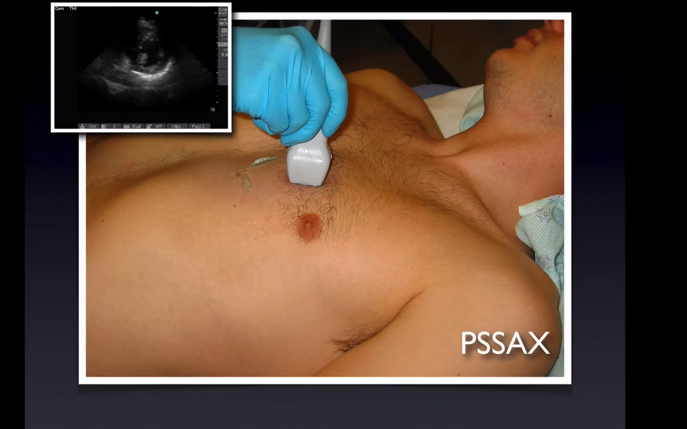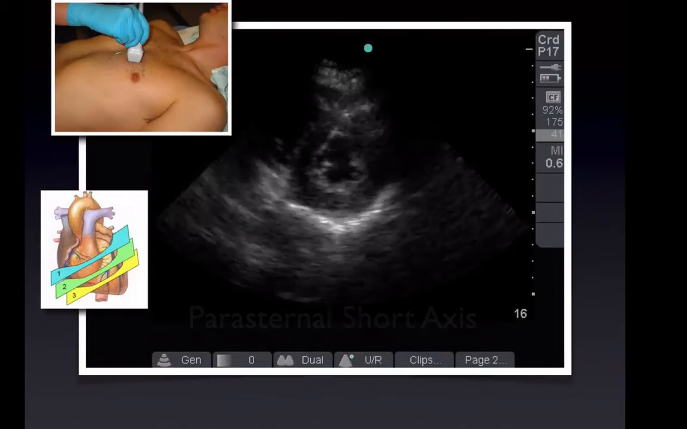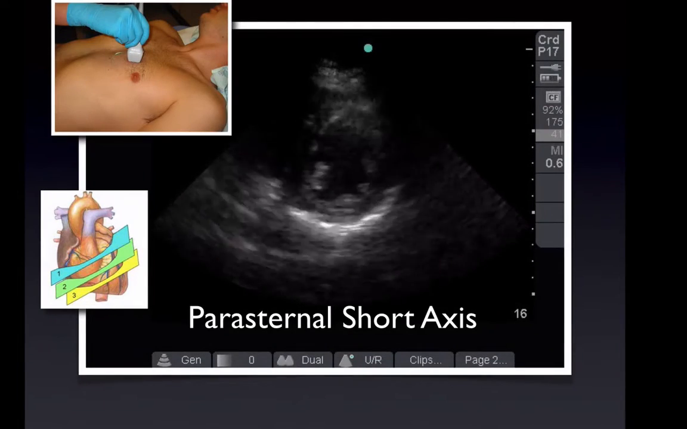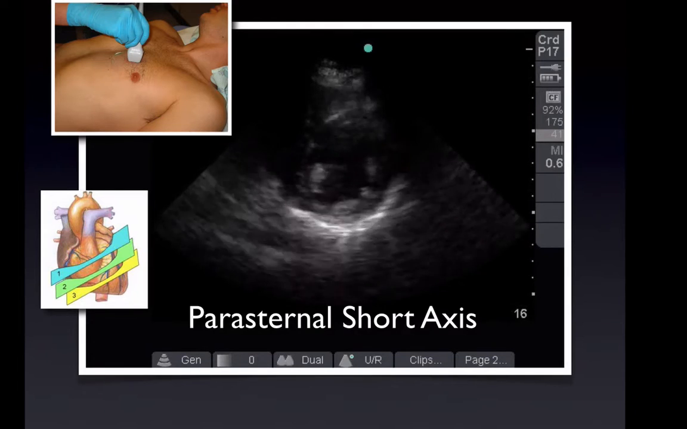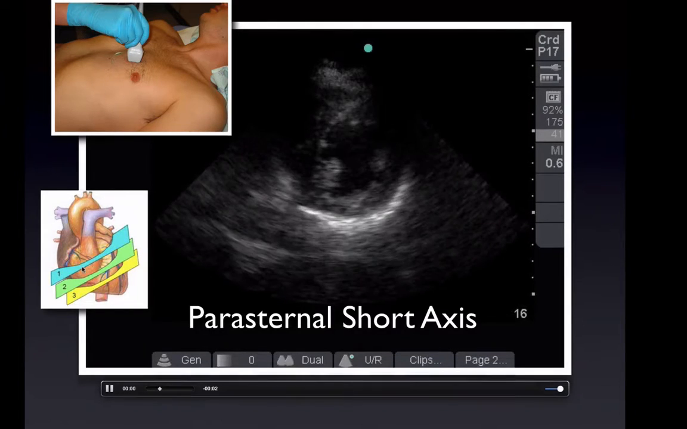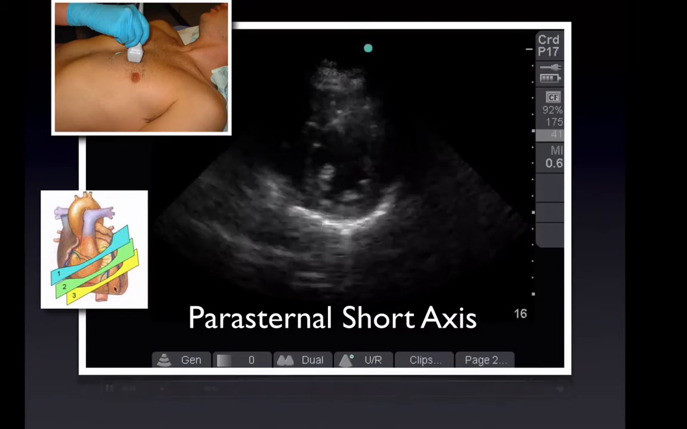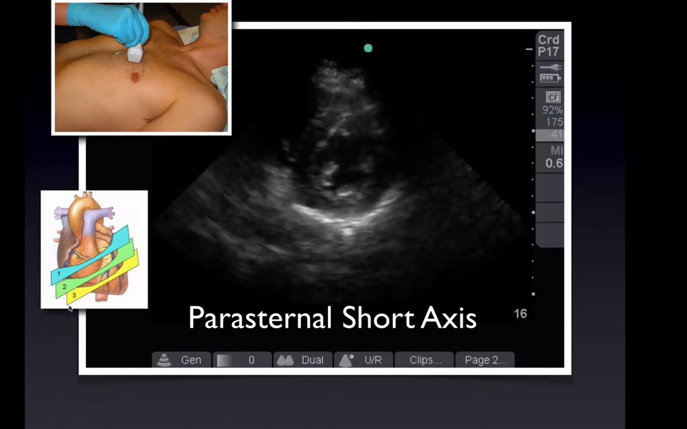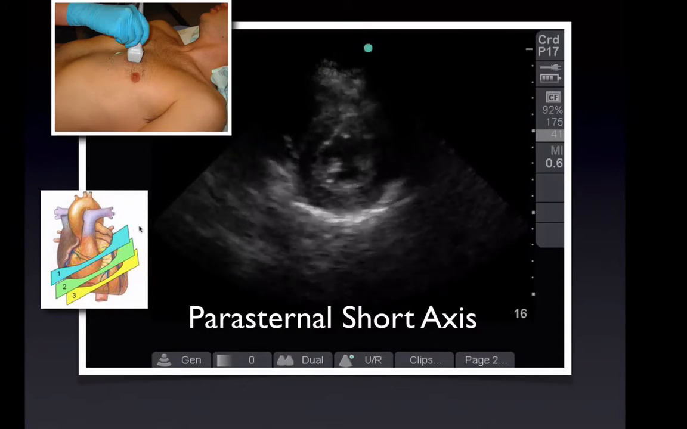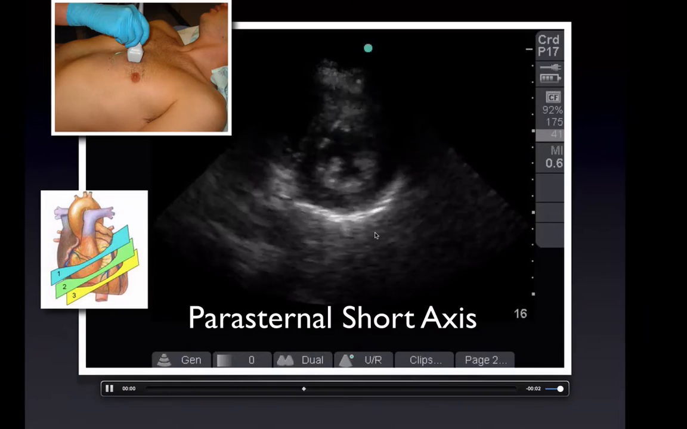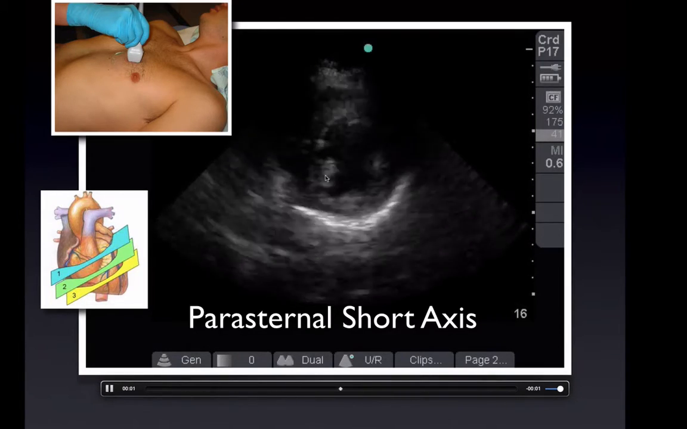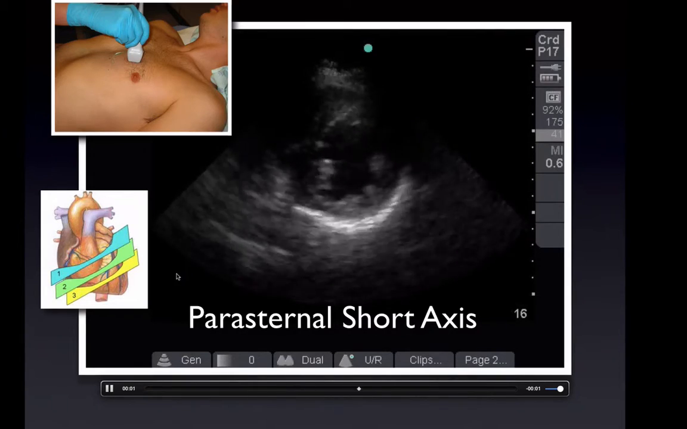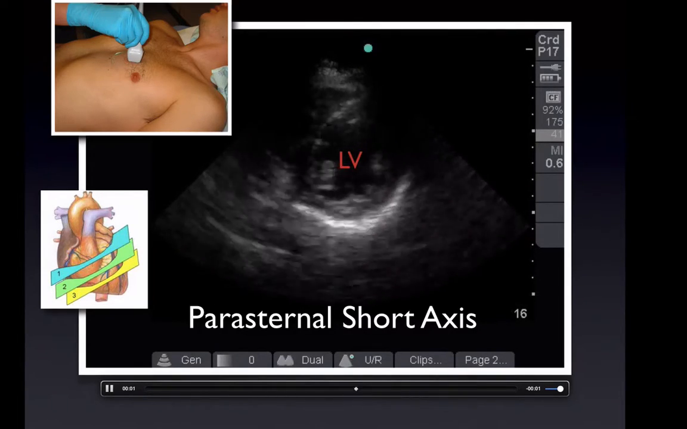So, parasternal short axis, let's look at the clip. Within the parasternal short axis, I want you to take a look at 3 areas there. You can see over here the heart, and those are the levels that we want you guys to see. These are at the level of the papillary muscles, and again, the left ventricle and the right ventricle.